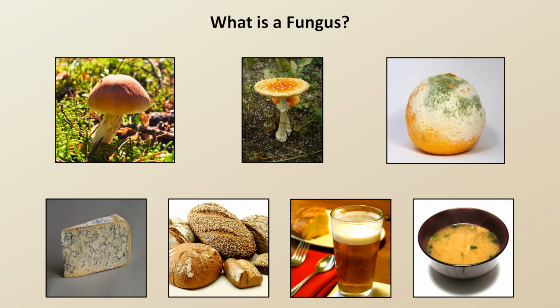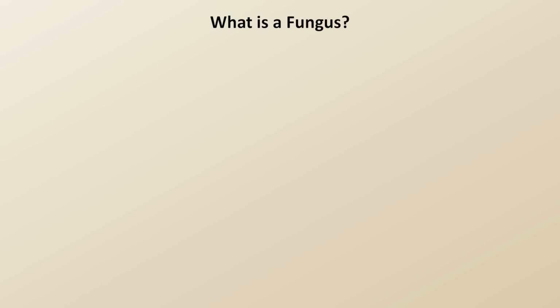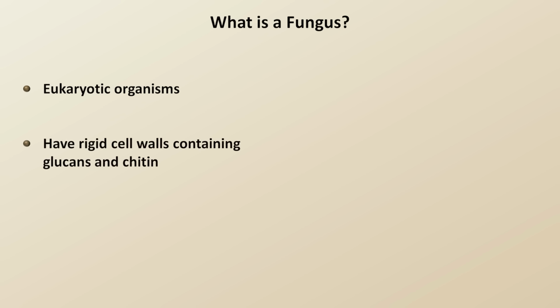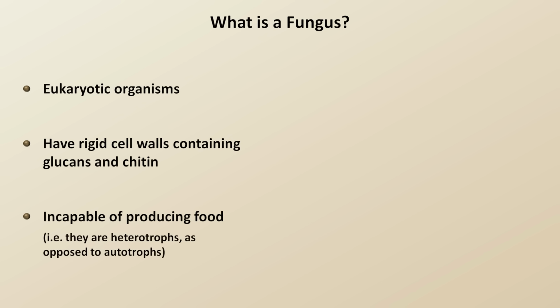So there's a few examples of fungi, but how do we define it more precisely? In the most general sense, a fungus is any organism that is eukaryotic, has a rigid cell wall containing molecules called glucans and chitin, and is incapable of producing food. That is, they, along with animals, are heterotrophs, as opposed to organisms such as plants that can produce their own food from an external, non-organic energy source, and which are called autotrophs.